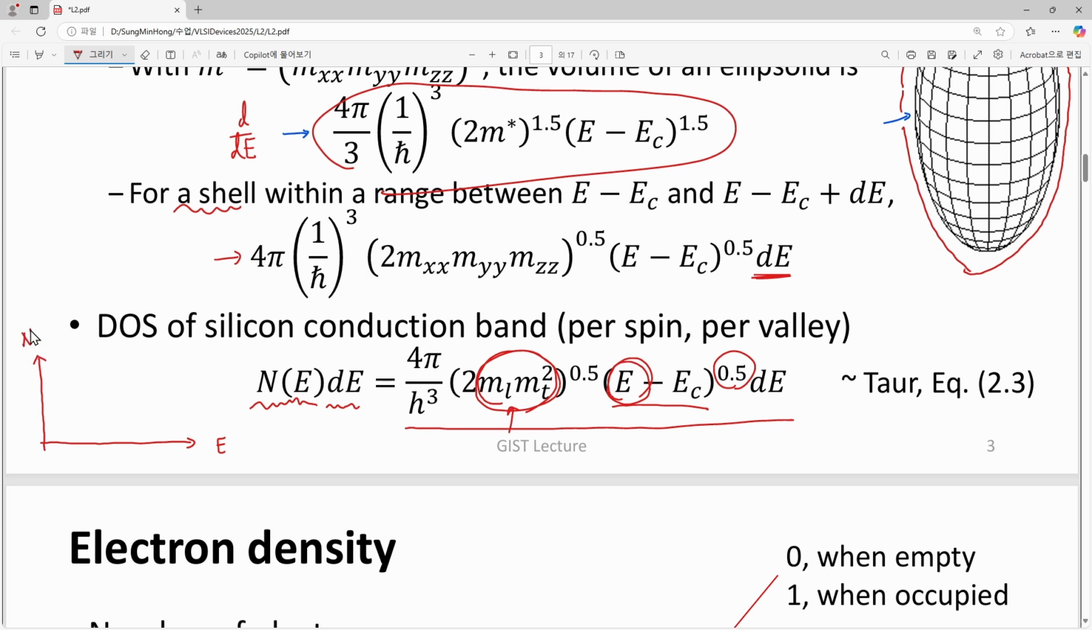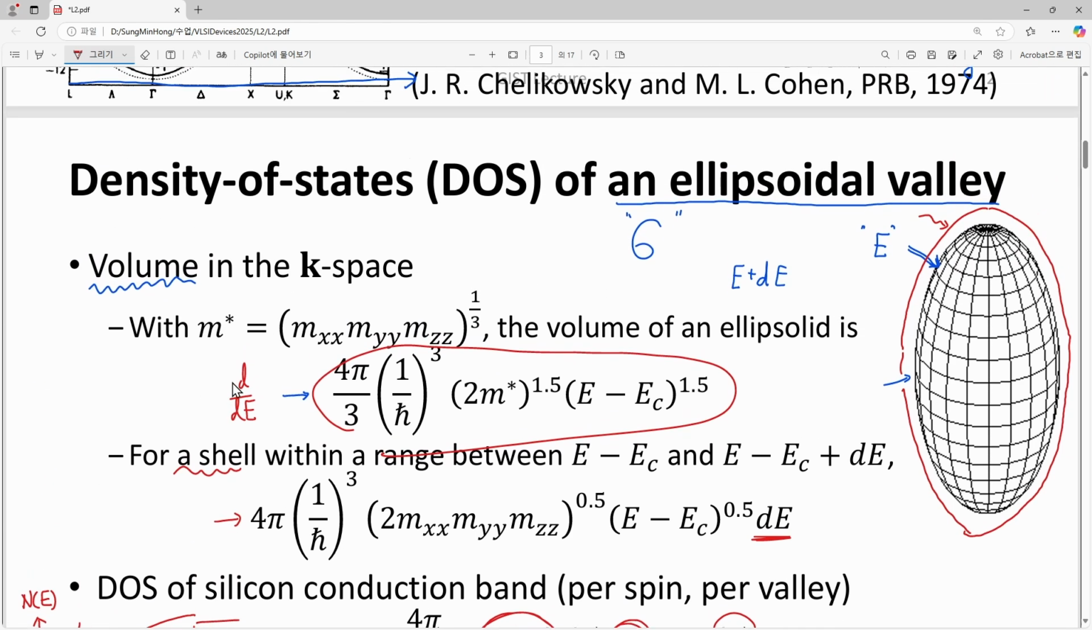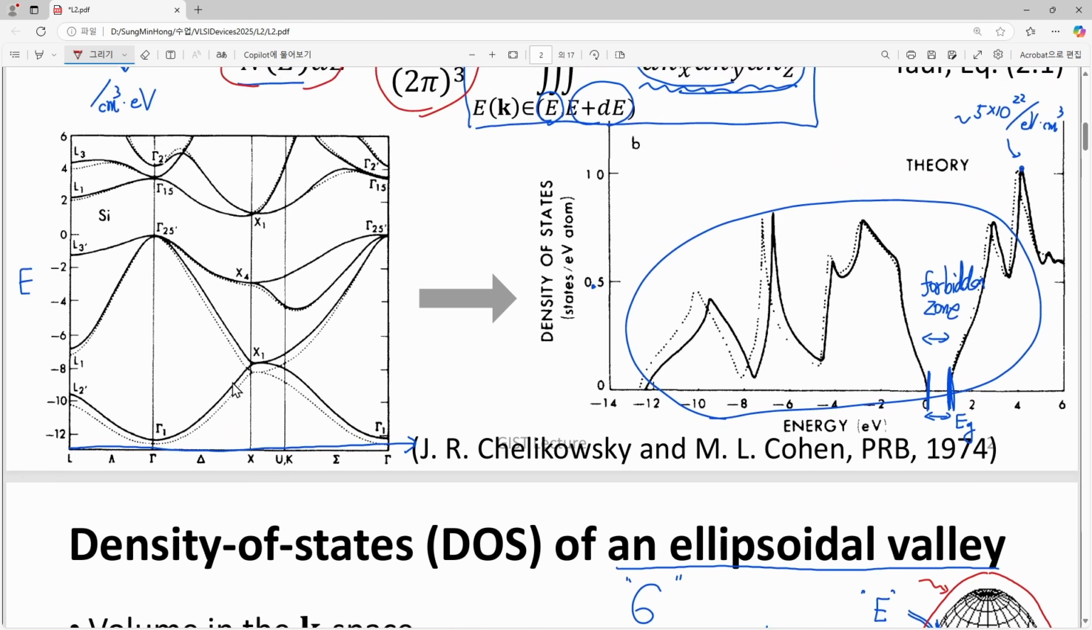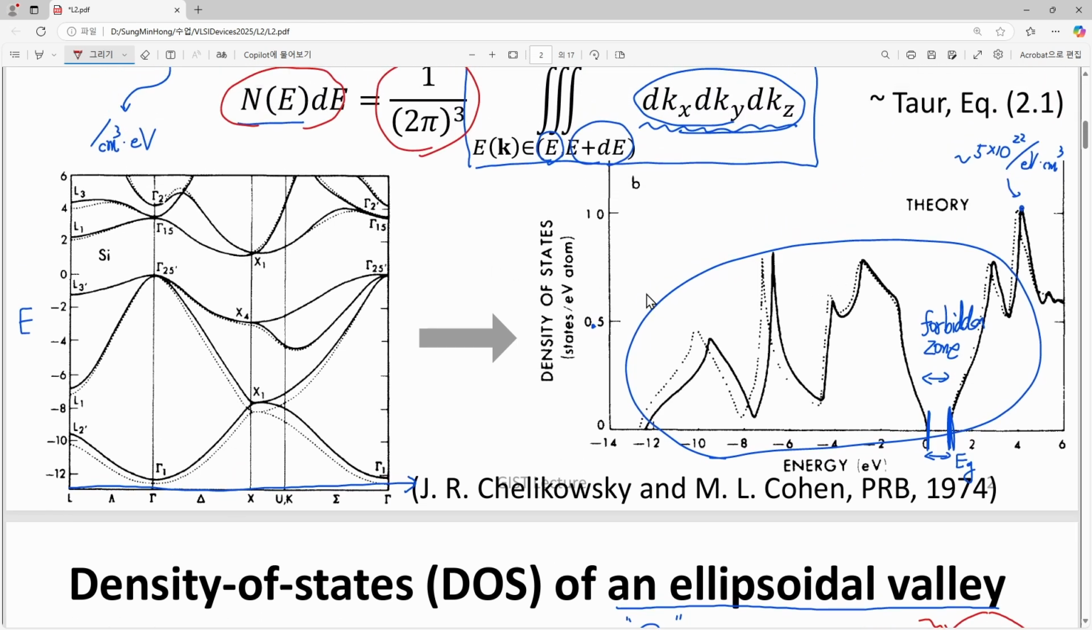say that this is n over E, then we will have the starting point corresponding to the conduction band minimum. After that, it will just follow the form of this square root. Yes, so you will have this form for your density of state. Let's come back to the real density of states. So where can you find this kind of square root behavior?